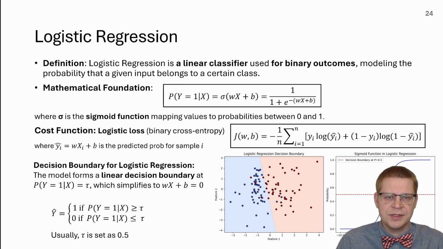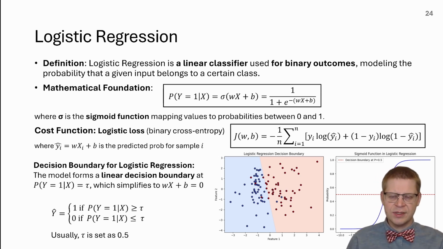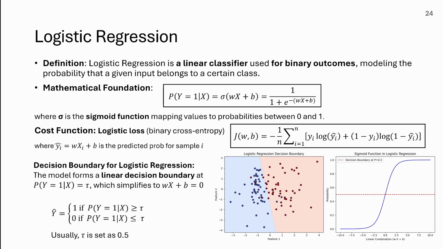Logistic regression is a linear classifier used for binary outcomes, and it models the probability that a given input belongs to a certain class. There is a mathematical description of it, but what we should take into account is the cost function. It's basically the function that calculates the errors. The cost function here is logistic loss, and it is really useful for binary classification tasks.